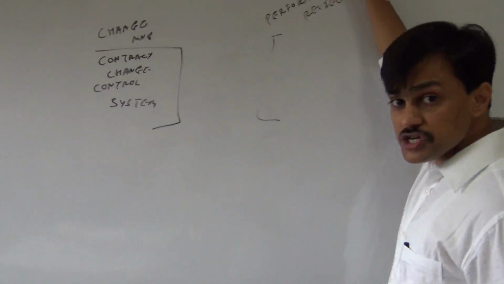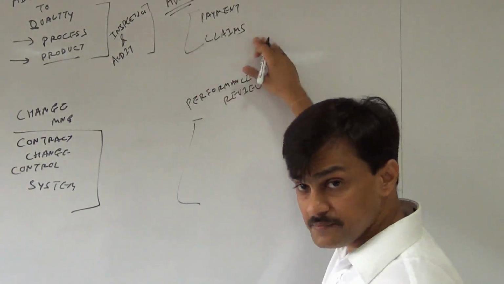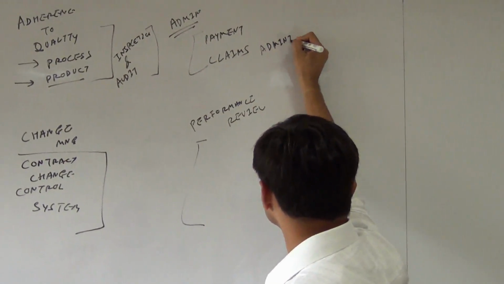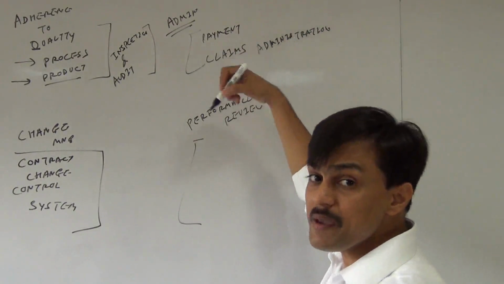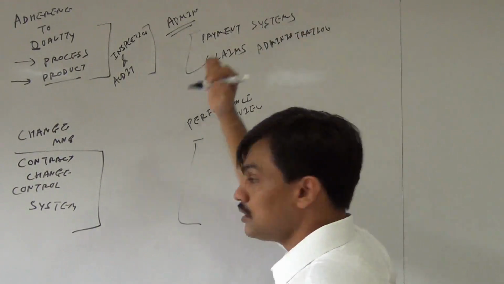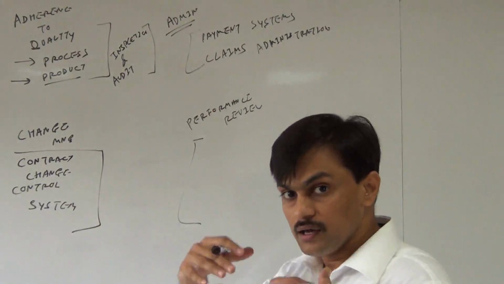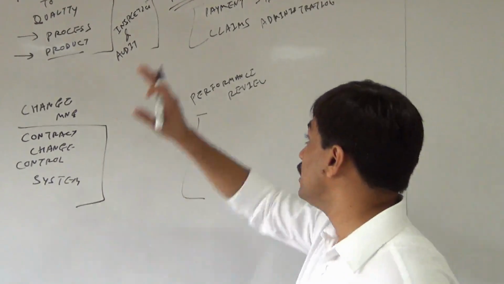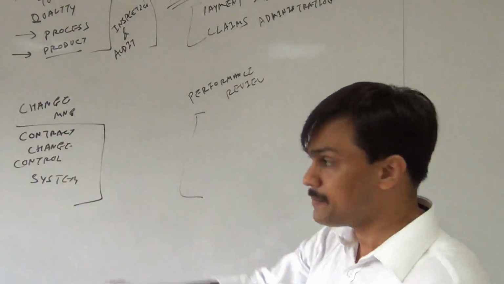The admin dimension is simple. You need to handle administration of claims. So claims administration, and you need to do payments. So payment systems. So you need to have a process which takes care of the claims reported by the vendors. You may want to verify them before releasing the payment, and you need to have a system which takes care of vendors' request for the payment.